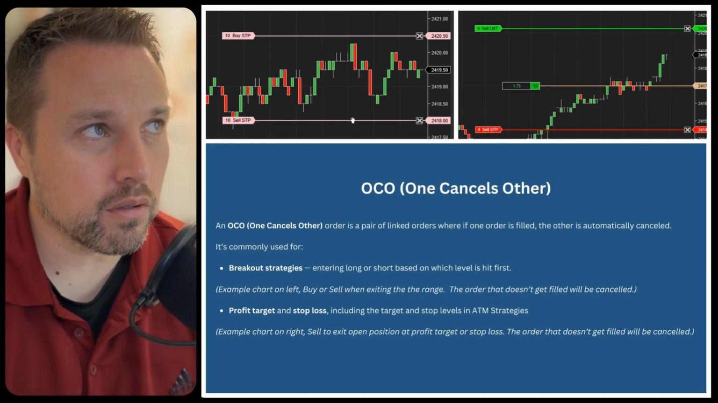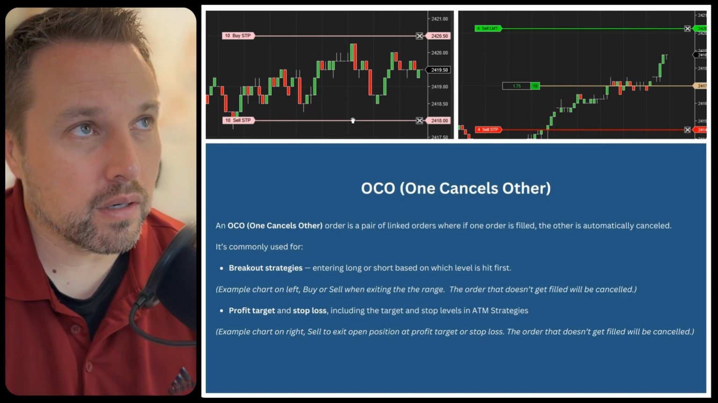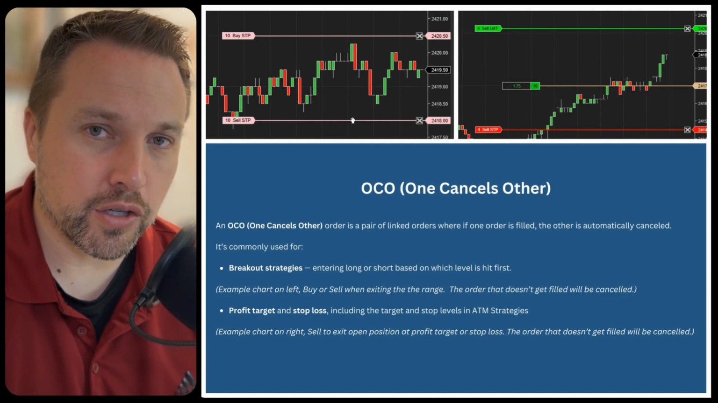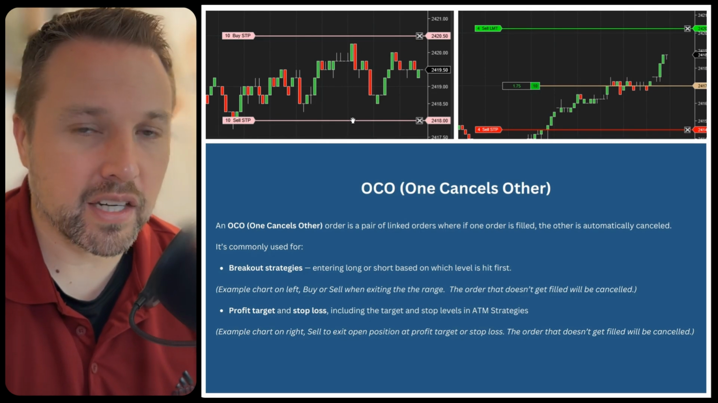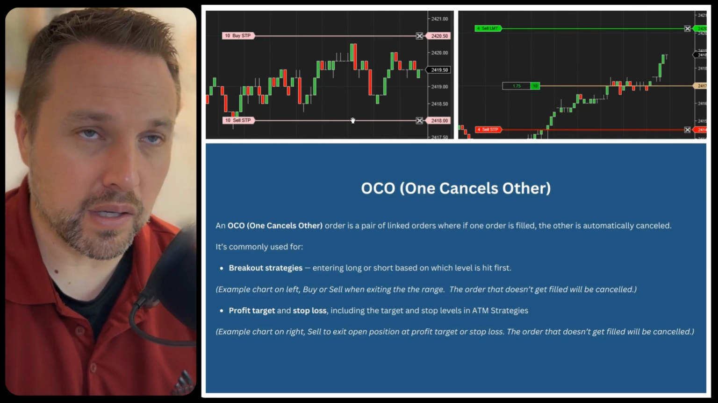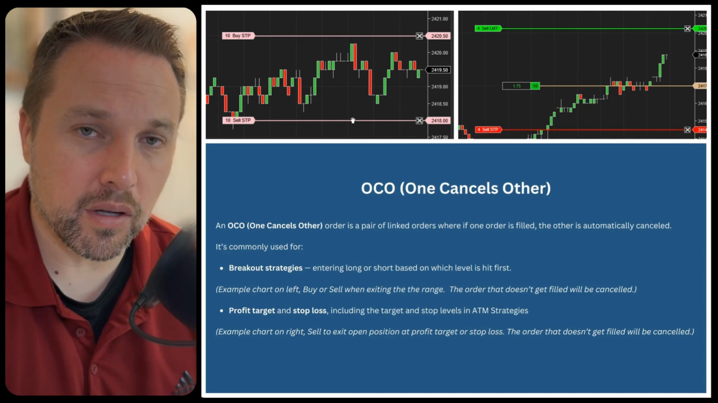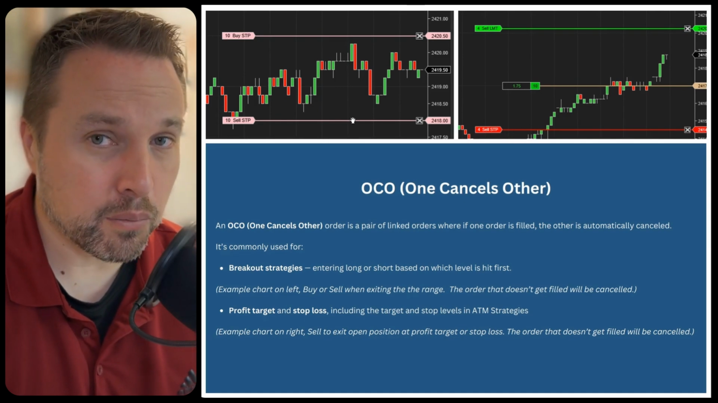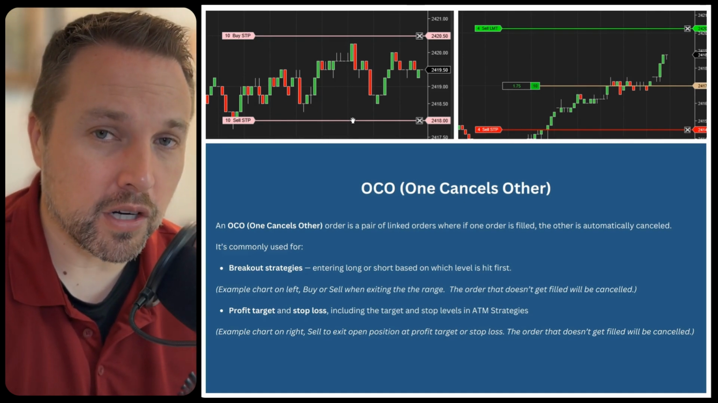So a typical use case for these would be a breakout scenario, as you see on the left, where if the market breaks up and triggers your buy order, then the sell order will be canceled. If the market breaks down, activates your sell order, then the buy order will be canceled. On the right side, you'll see a typical ATM strategy with a stop loss and a profit target. Stop loss and profit target orders are OCO orders, meaning that if you hit the profit target or the stop loss, the opposite order will be canceled.